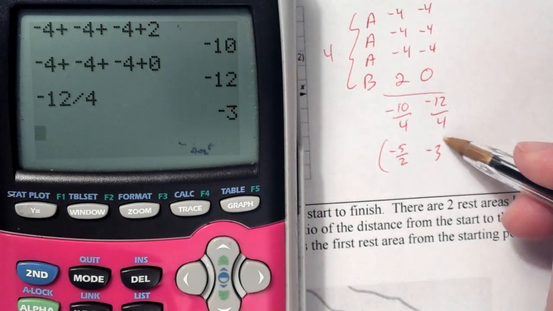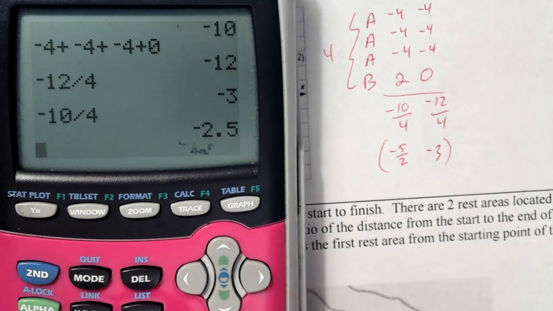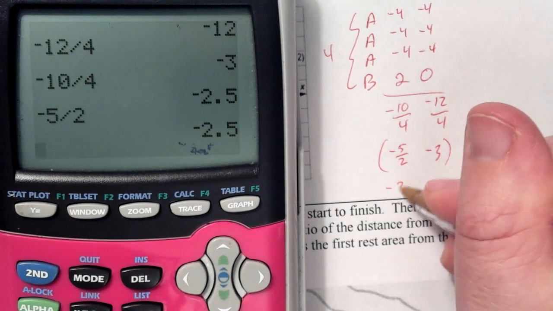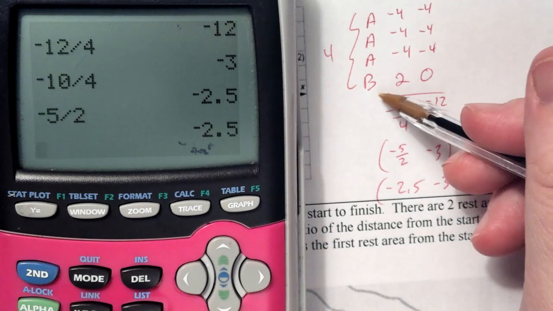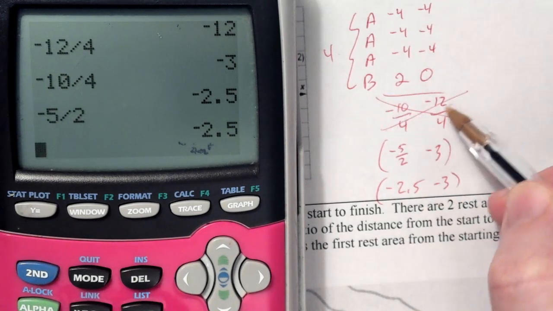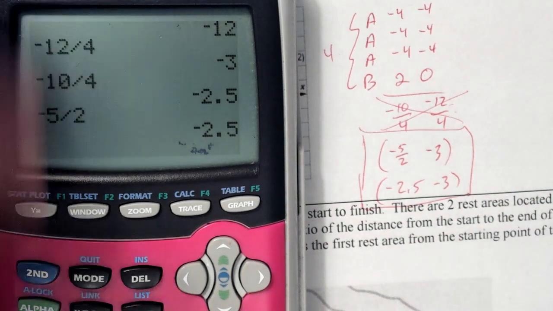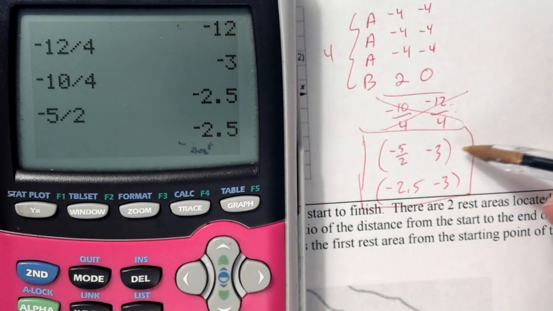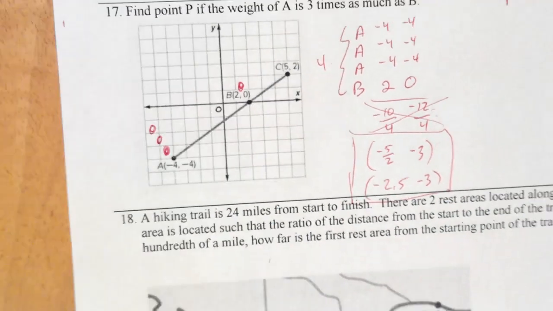So this is an answer. Or you can give me the decimal, -10 divided by 4, which was -2.5, or -5 divided by 2, same idea. So -2.5 and -3. So this right here is not acceptable because these are not simplified, but these two answers are acceptable. So if they said, give me the fraction form, you'd have to give me this one. If they said decimal form, you'd have to give me this one. They didn't specify, so both answers are technically correct.